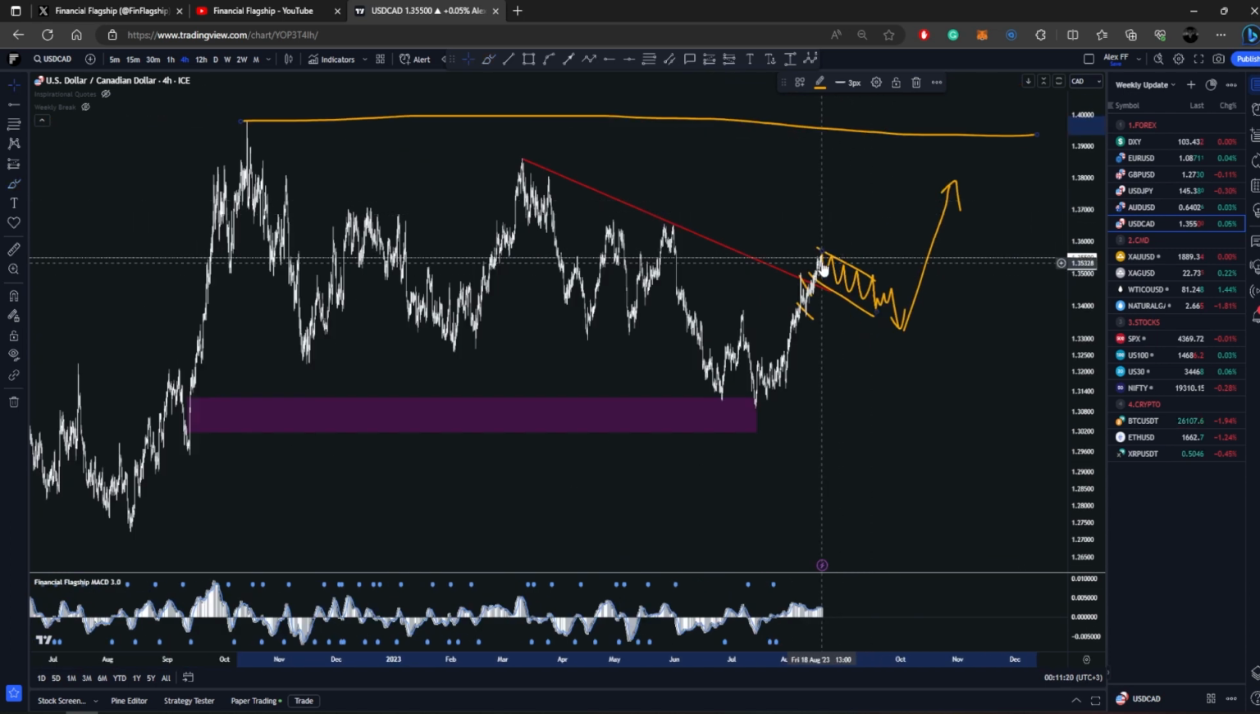Okay, so don't jump in any buy setups right now. Even if the price goes higher, it's not worth the risk.